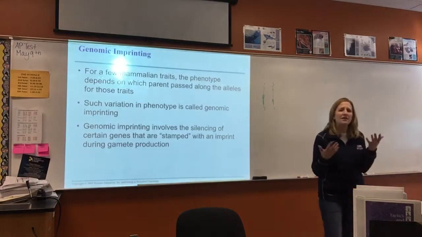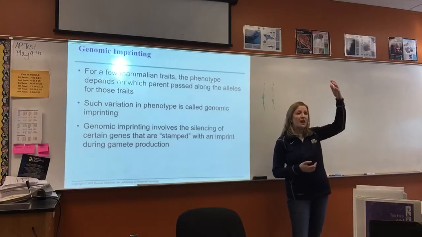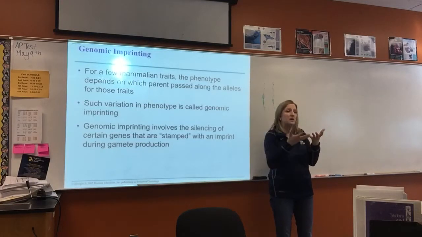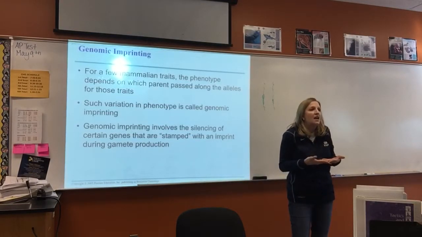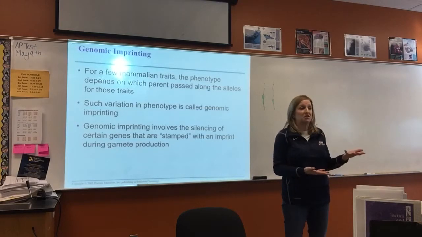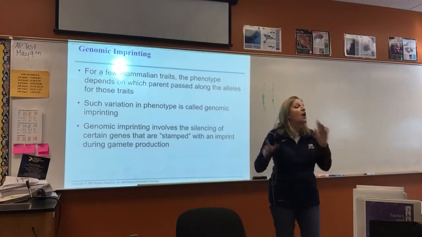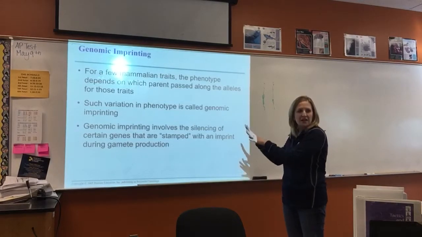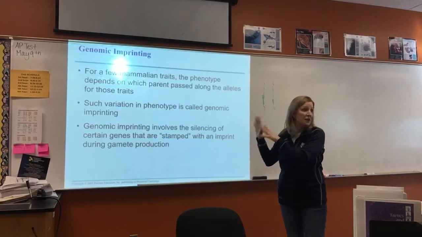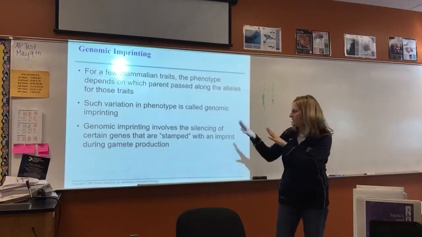So what does this mean? Everything that we talked about so far, like if you get a big R from one parent, a little r from another, you're big R, little r, and you show the dominant gene. It doesn't matter if you get the big R from dad or the big R from mom, you're big R, little r. With these, there's a few genes where it seems to make a difference if you get it from mom or dad. And so this is imprinting.